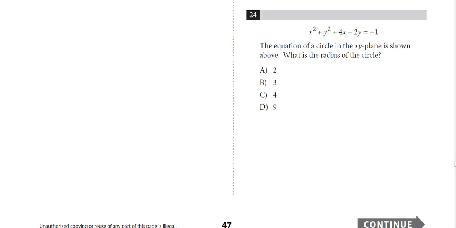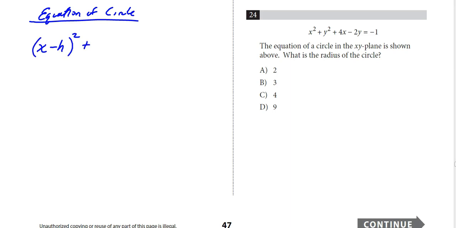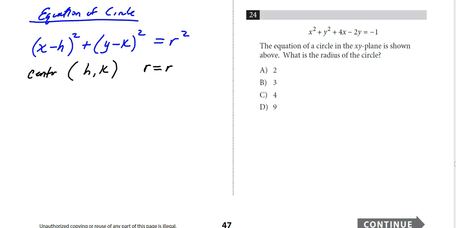All right, number 24 is a pretty involved problem. It's the equation of a circle, and then there's completing the square built into here. So let me first break down the equation of a circle. The key formula is (x minus h) squared plus (y minus k) squared equals r squared, where in general the center is at h comma k and r equals the radius.